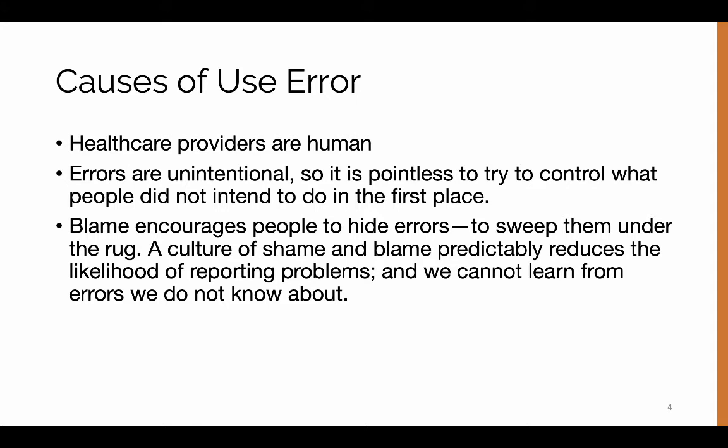So there's lots of causes for use error. Errors are unintentional, so it's kind of pointless to try to control what people didn't intend to do in the first place. And so just blaming them or punishing people for making an error is really not going to do the trick. And in fact, just the opposite. Blame tends to encourage people to hide errors to begin with, to kind of sweep them under the rug. So a culture of shame and blame ends up reducing the likelihood of people even reporting the problems that happen sometimes in medicine. And we can't learn from errors that we don't know about, that go unreported. So it tends to be kind of a bad situation when we blame people for doing something.